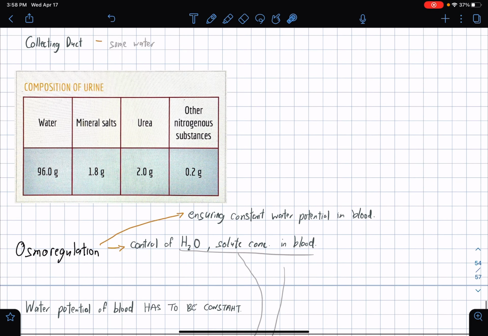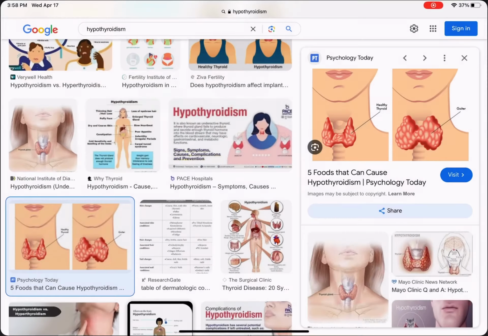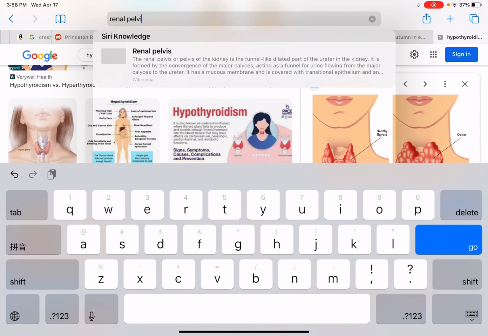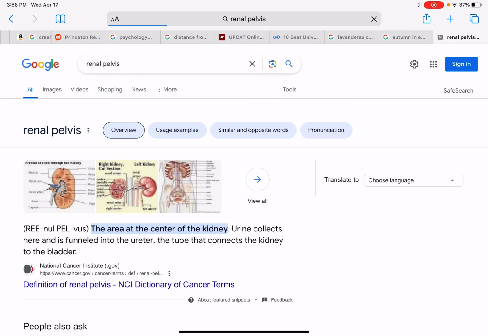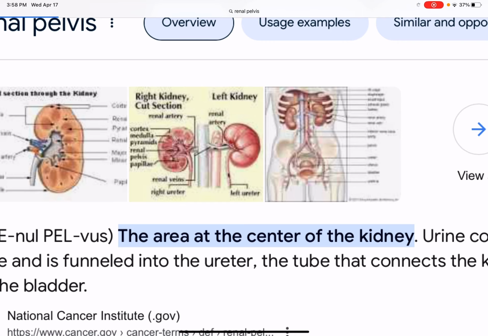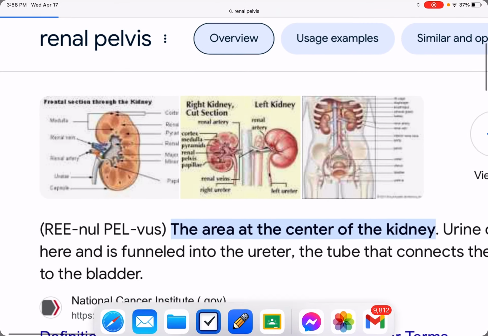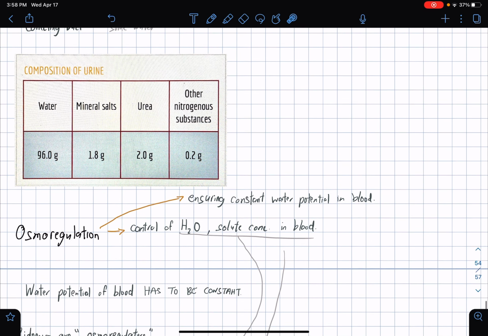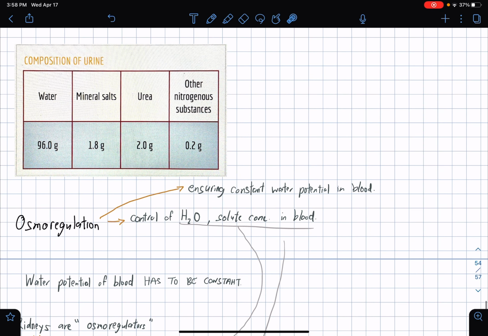What is the renal pelvis in the first place? Technically it's still part of the kidney, an area at the center of the kidney. Okay, that's sufficient information.